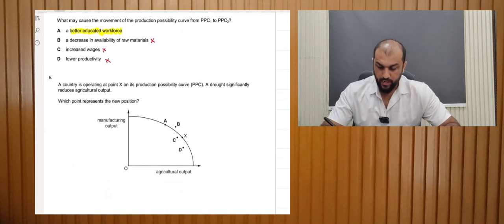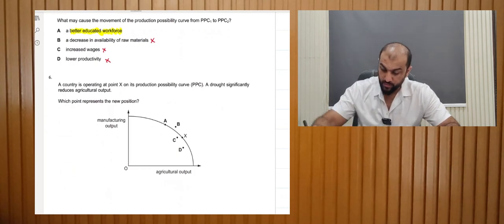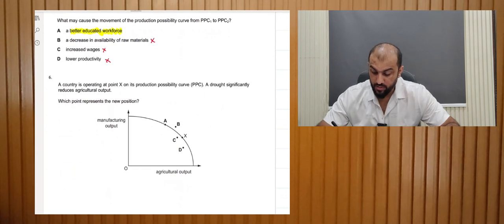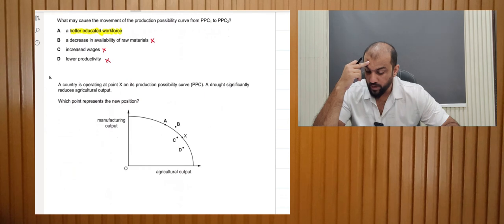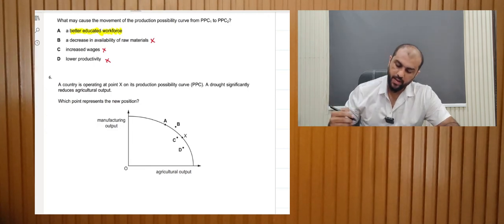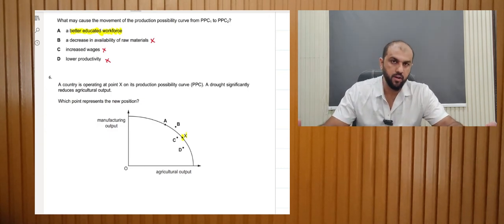A country is operating at point X on its production possibility curve. A drought significantly reduced agricultural output. Which point represents the new position? Alright, so we are at point X and there is a drought. So in a drought, agriculture production would decrease.